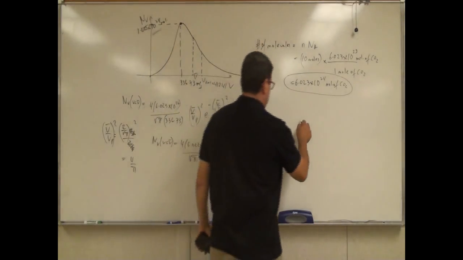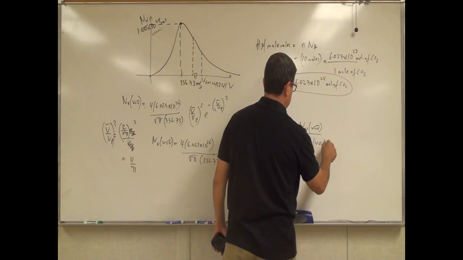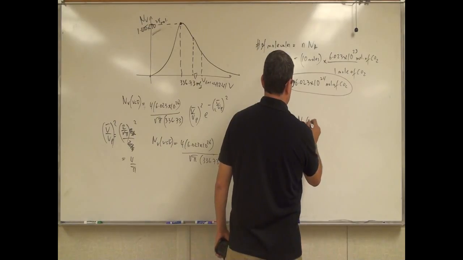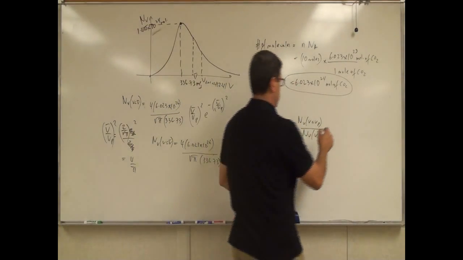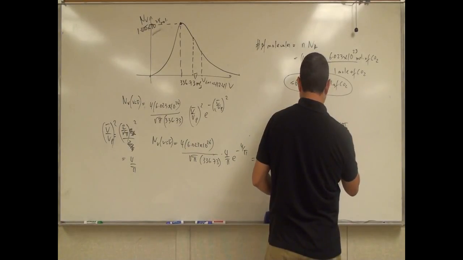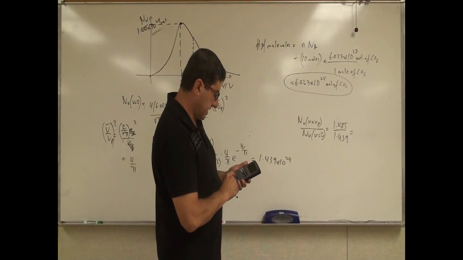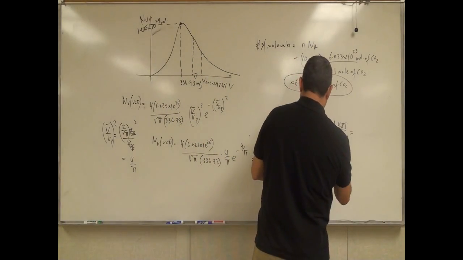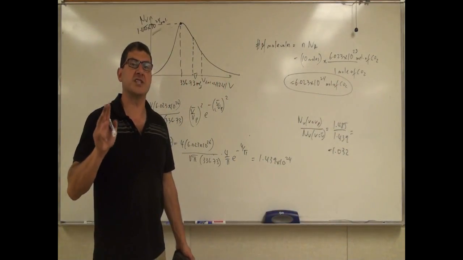We can take a ratio, NV, V equals V average, over NV, V equals VP. Or maybe let's put the bigger one on the top. The number of particles that are moving at the VP divided by the number of particles that are moving at the V average. So then it's going to be 1.485 divided by 1.439. So if you take the ratio of that, 1.485 divided by 1.439, it's going to be 1.032.